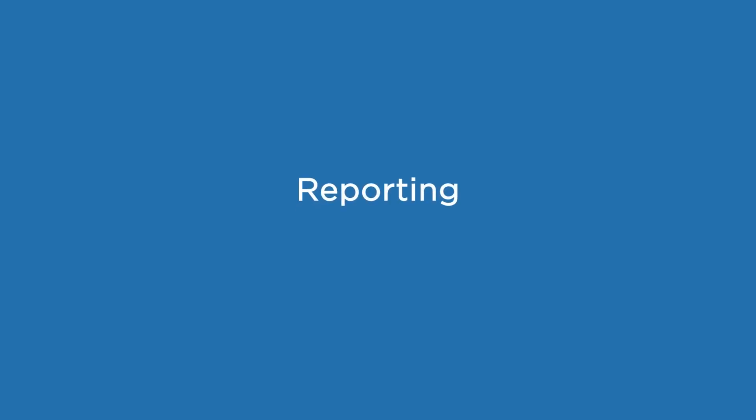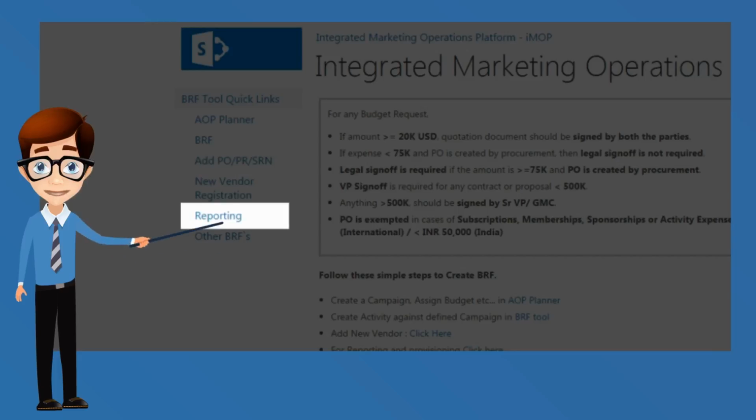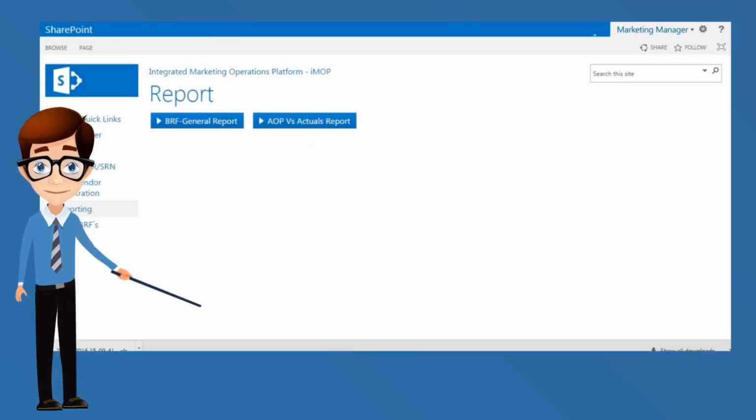Reporting. Reporting is a powerful feature in the IMOP tool that allows a marketing manager to generate reports for their verticals or unit towards the BRFs raised by them. The reports that a marketing manager can download are: 1.